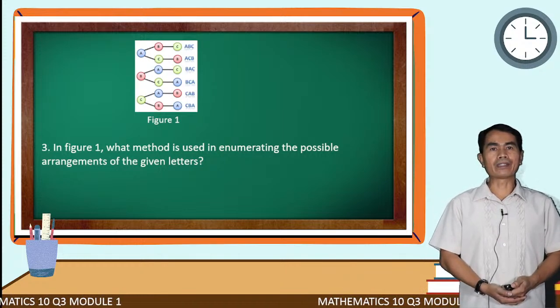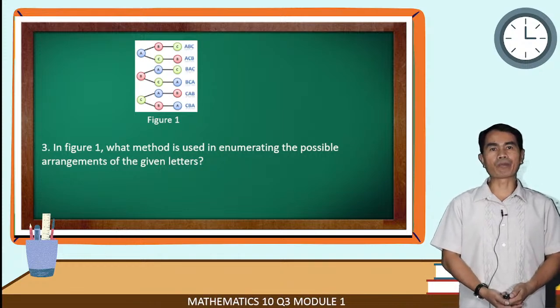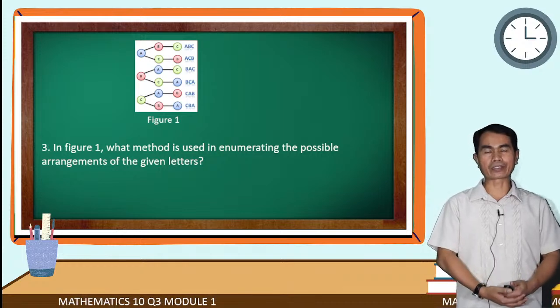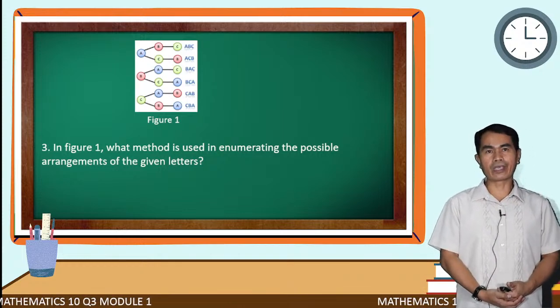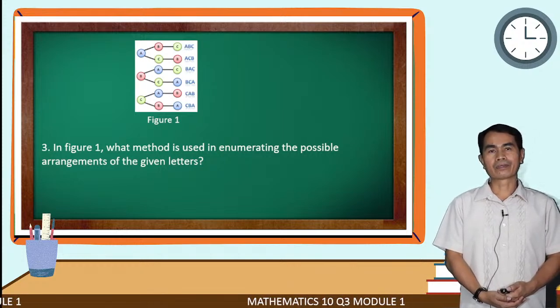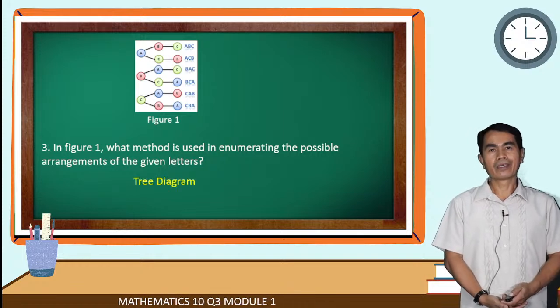In figure 1, what method is used in enumerating the possible arrangements of the given letters? Okay, as you can see, there are branches. We start with the point and then it branches out. If your answer is tree diagram, then you are right.